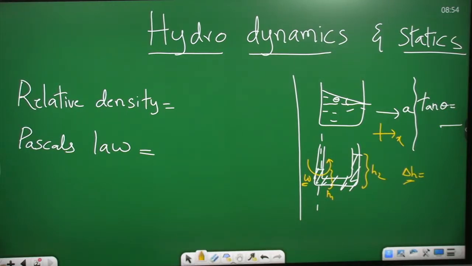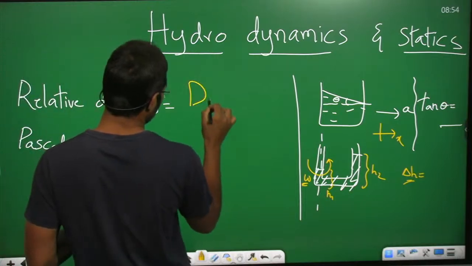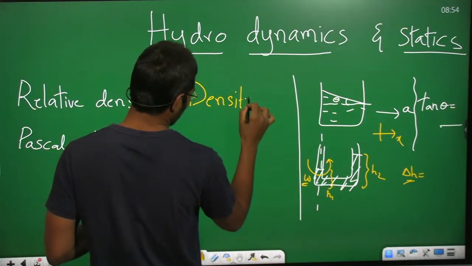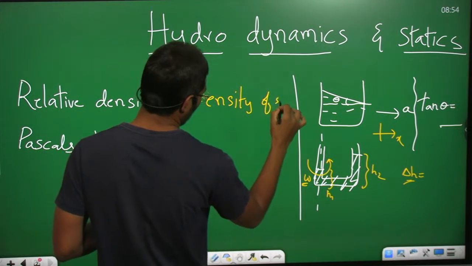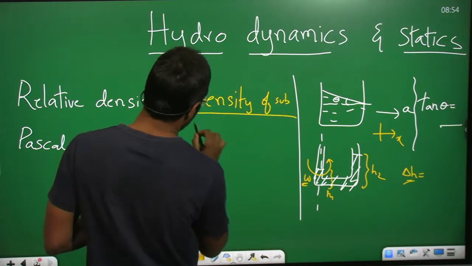So how do you define relative density? Density of a substance by density of water, right?